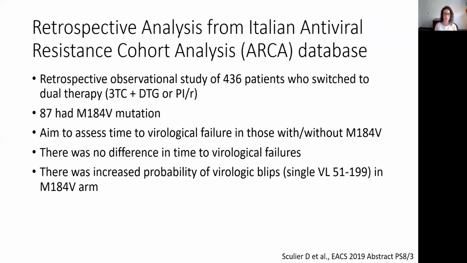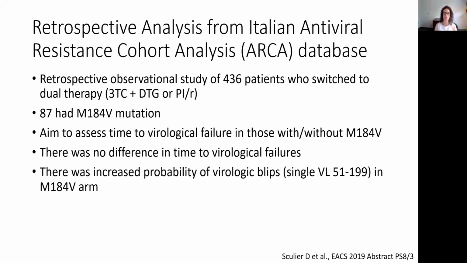And then the last one to review here is this retrospective analysis that was done in Italy using the ARCA database, where they looked back at 436 patients who had switched to dual therapy. It was either 3TC and dolutegravir or 3TC and a boosted PI. And there was just a small subset of them, so 87 had the M184V mutation. And they looked at whether there was a difference in the time to virologic failure between those who had the M184V mutation or those who didn't.